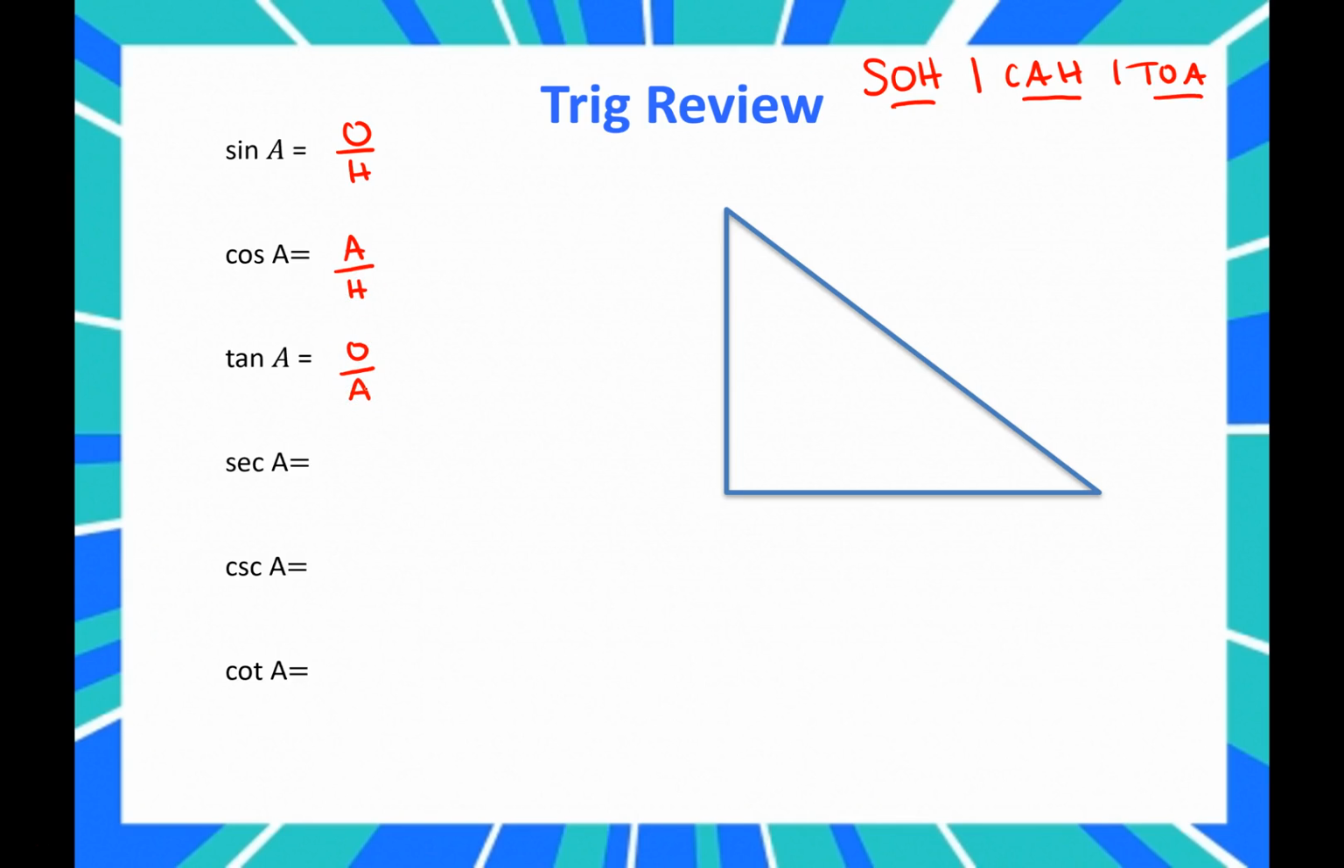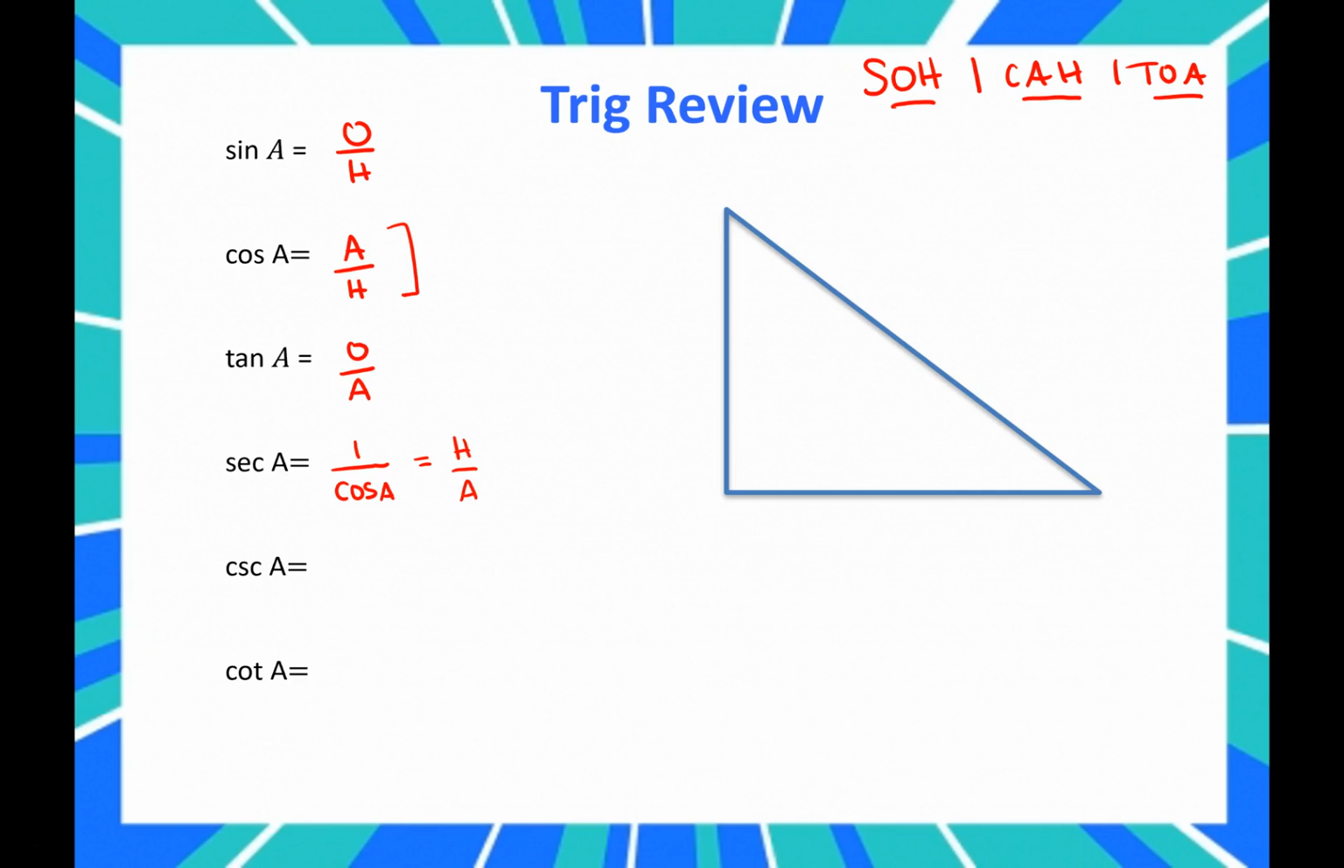By definition, secant is the reciprocal of cosine. The way I remember that is that these two letters do not match. It's like they're trying to make it harder for you. All right, if we know that secant is 1 over cosine, I can just take this and do the reciprocal, and I know that this is equal to h over a.